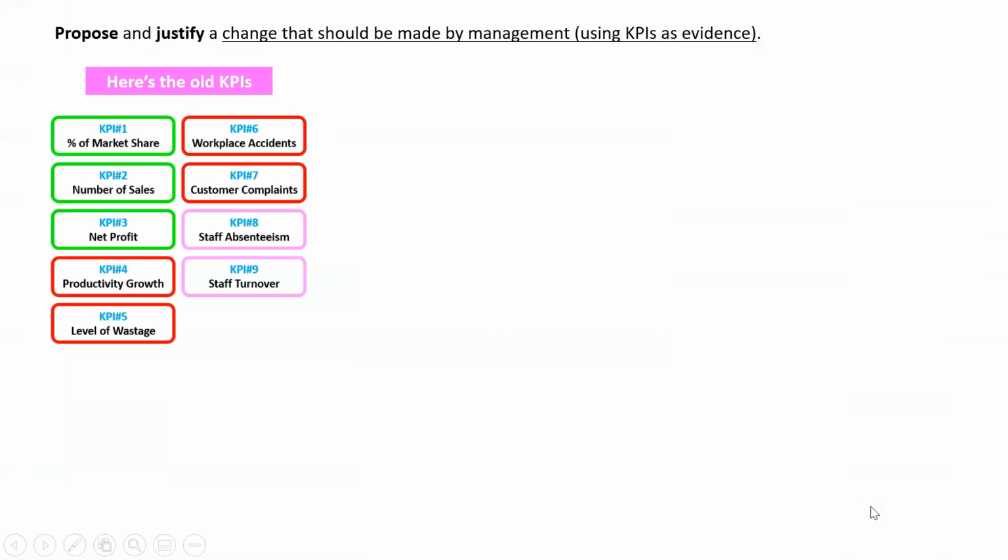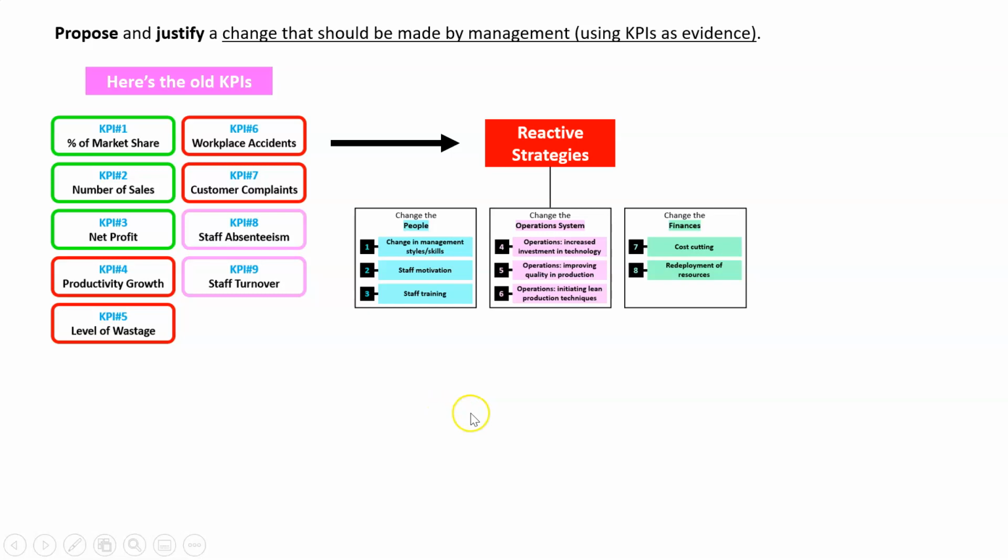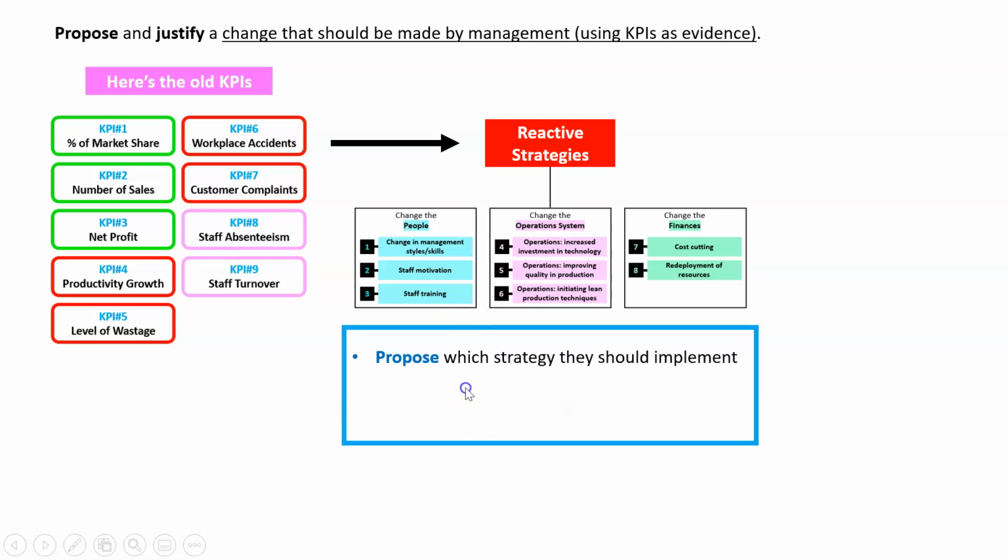We could also get it to be asked to propose and justify a change that should be made. So we get some old KPIs and then you have to come up with a reactive strategy to respond to them. So you might pick staff training, for example, and you need to propose it. So tell us what it is. And then you need to justify why it would work. Go through the specific KPIs that it would improve.